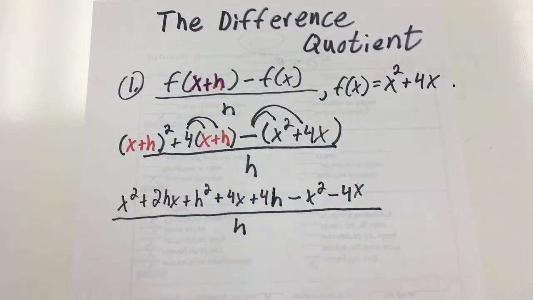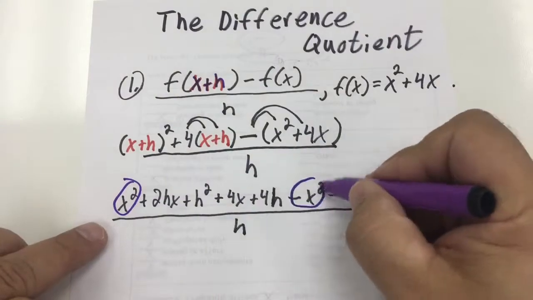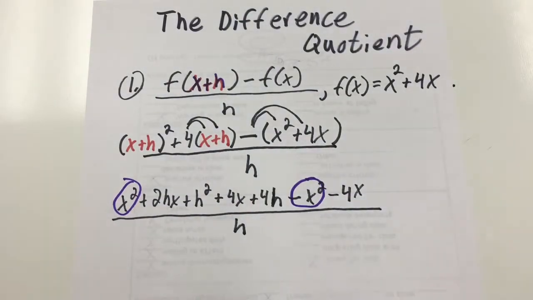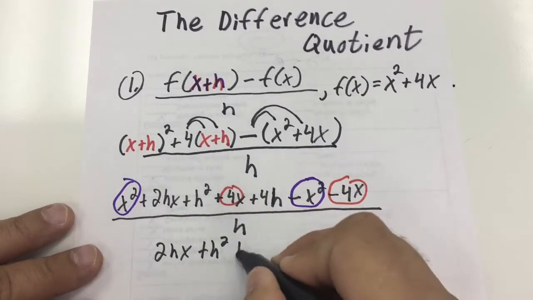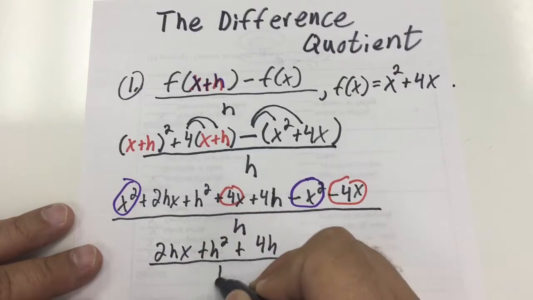Now I'm going to look for stuff to eliminate. I'm going to combine like terms. So x squared and negative x squared cancels out. Also, the negative 4x and the 4x cancels out. And that leaves me with 2hx plus h squared plus 4h, all over h.